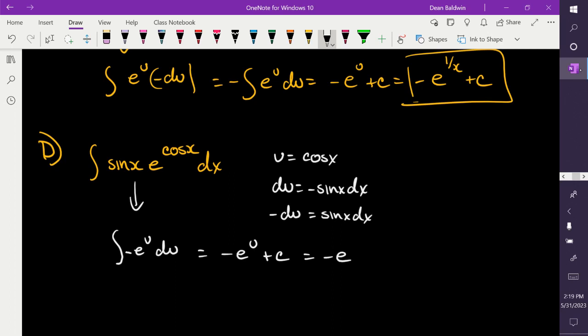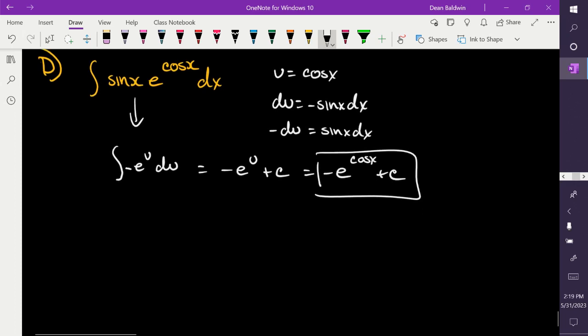And then it is negative e to the cos x plus c. Yeah? So these look weird at first, but they're actually pretty straightforward. When you have a single e in there, it's almost like this is just what you do. Sub out the exponent. After that, it's pretty straightforward. It's just a basic u sub.